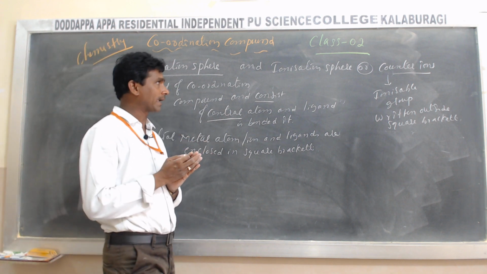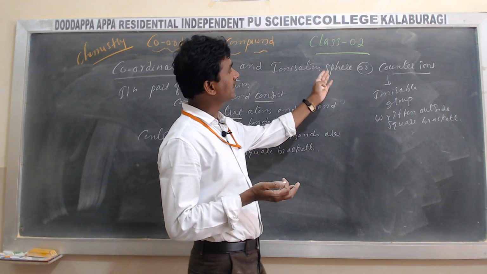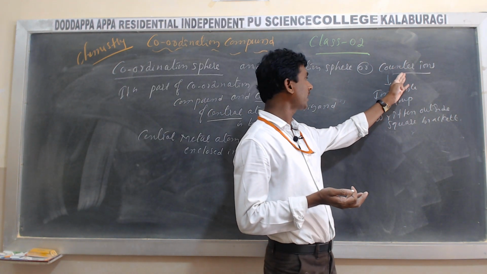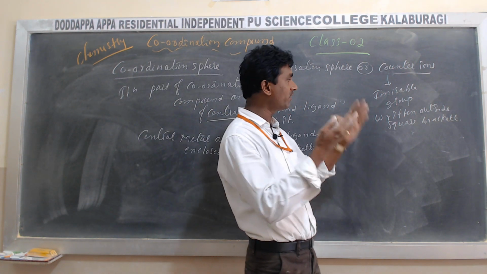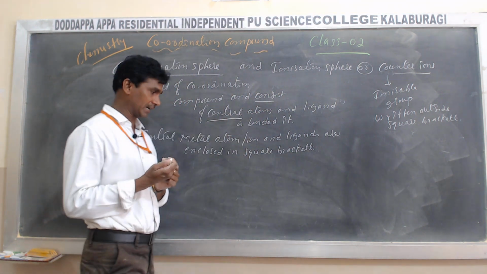enclosed in a square bracket. Next is the ionization sphere, or it is also called what? Counter ions. It is an ionizable group. It is always written outside the square bracket.